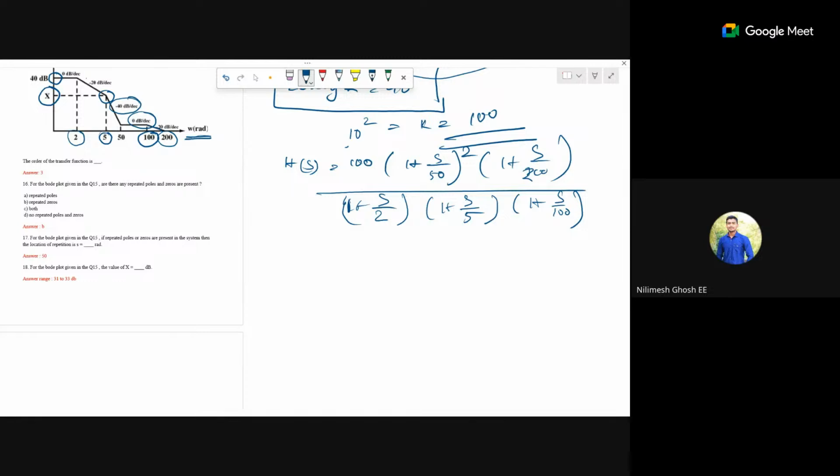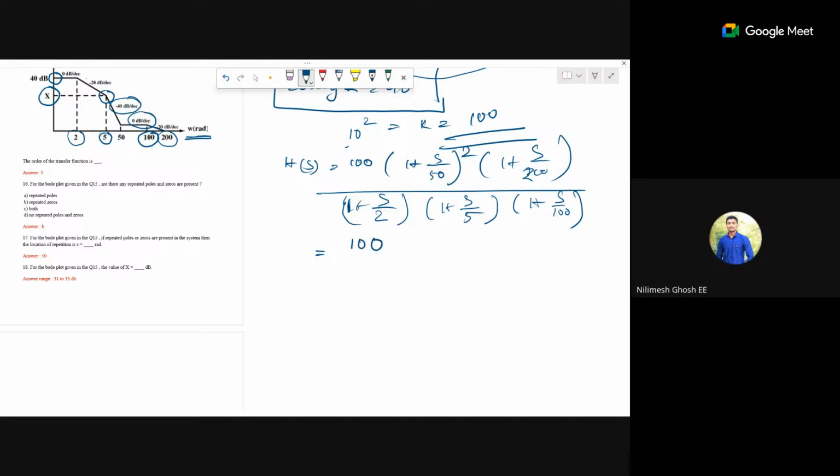Now I will put s equal to j omega, and in place of omega I can put the value 5, and I can calculate the exact value. But in this situation I will do the asymptotic value. The frequencies lower than this 5 will not be considered; that part will be omitted. Whatever is the higher frequency, I will take only that part. What does it mean? I will take this 100.